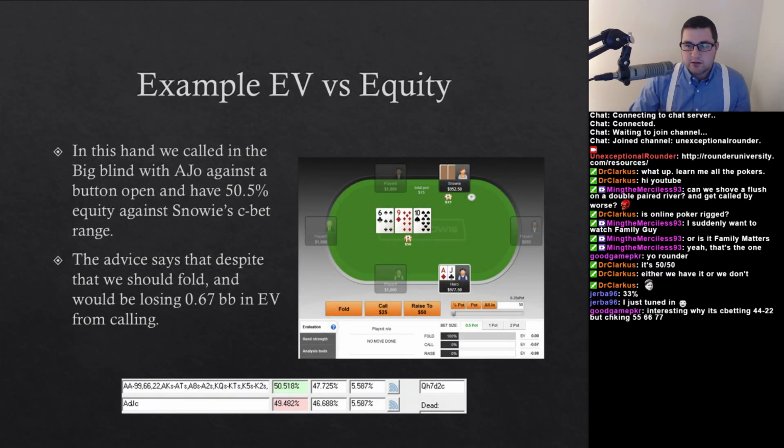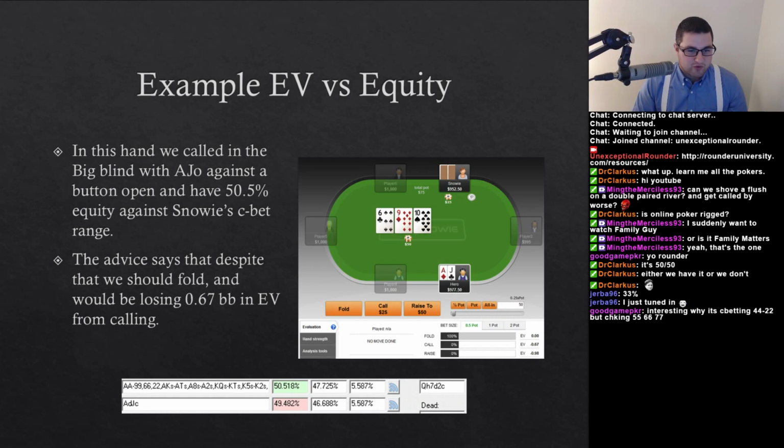Okay, talking one quick example. So here I found an example on the flop and turn. It's nice to know your equity, but it cannot be relied on for making correct EV plays. So here in this hand, we called in the big blind with ace-jack offsuit against a button open.